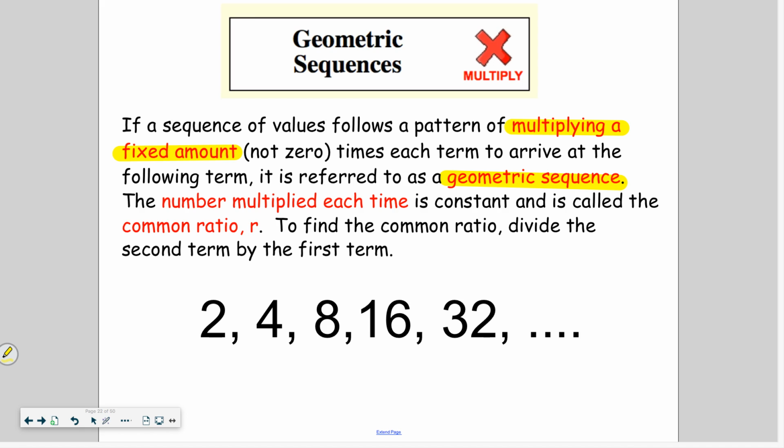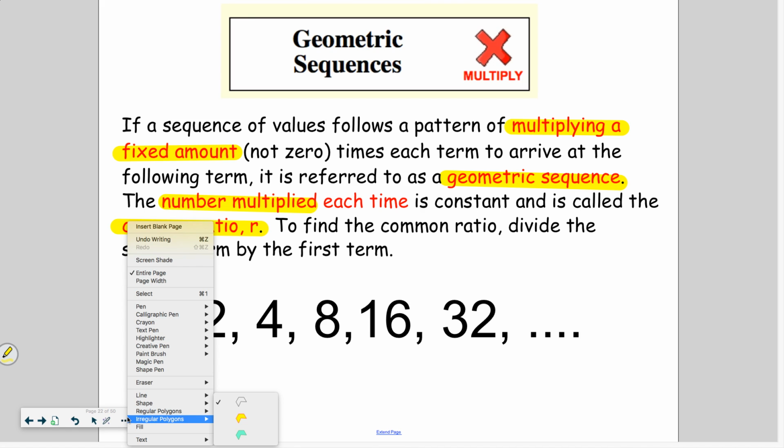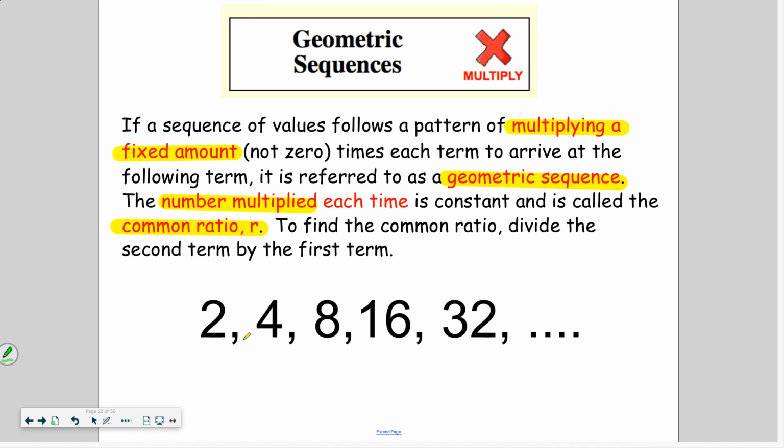The number that is multiplied each time is called your common ratio. It's the r. Remember with arithmetic we did d. All right. Now, to be able to find it, and I'm highlighting this in a different color, that's why I'm pulling that up. So to find your common ratio, you need to divide the second term by the first term. So all that is saying is you're going to do a sub 1 divided by.